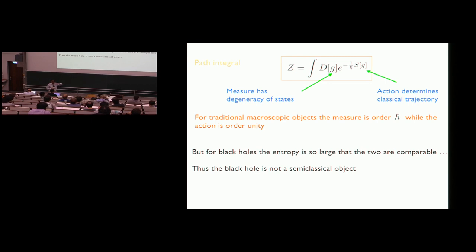And if you did that, the horizon would appear to be a place where nothing is happening. But if you go to the black hole, let's ask what the measure is doing.